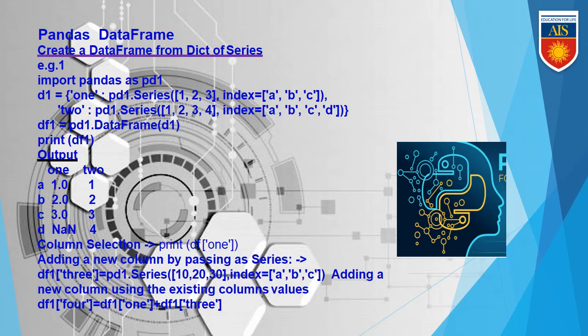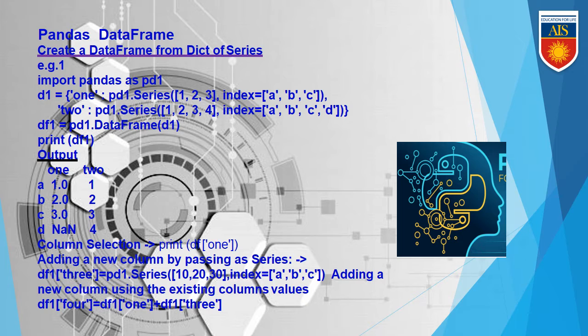Create a data frame from a dictionary of series. Import pandas as pd1, d1 equal one, pd1 dot Series, then 1 2 3, index equal a b c. That means here also we need to mention the field and the information one by one. Next line, df1 equal pd1 dot DataFrame, d1, then print df1. That means against which option we are going to print, that we need to mention.